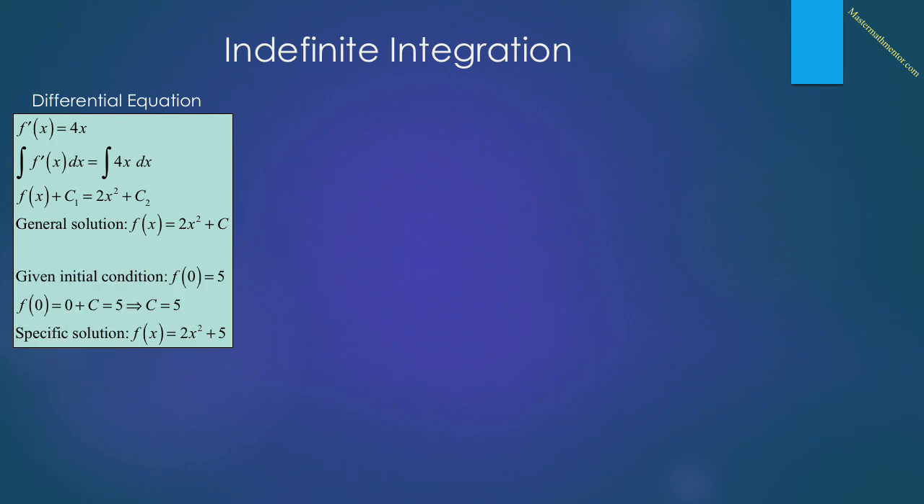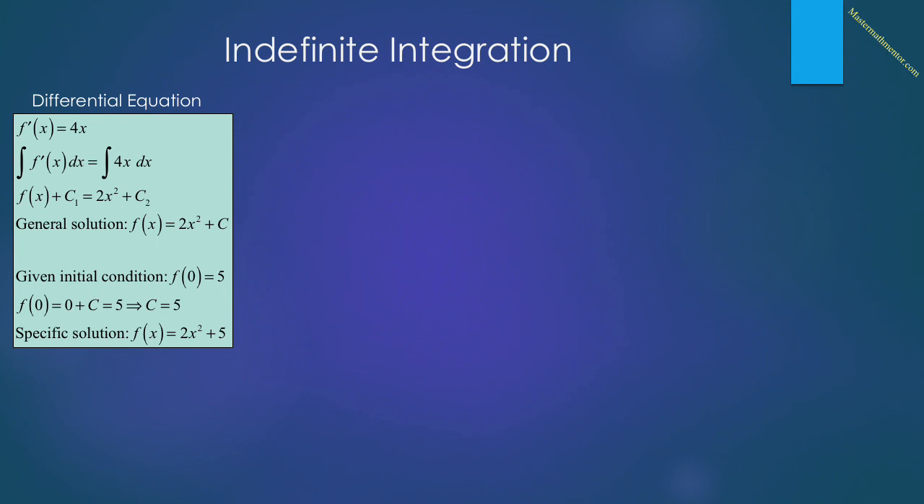Suppose we were also told that f of 0 is equal to 5. That is called an initial condition. We are giving some statement about the function at some value of x. From there, we could say that f of 0 is equal to 0 plus c, which we know is equal to 5, and therefore c is equal to 5. This gives us the specific solution of the differential equation, f of x is equal to 2x squared plus 5.